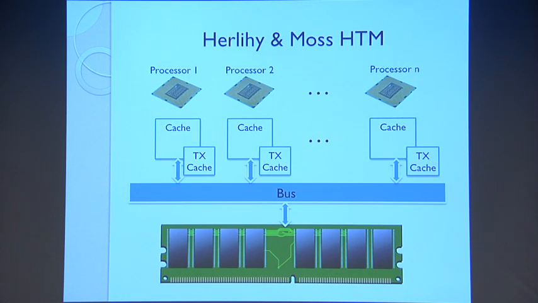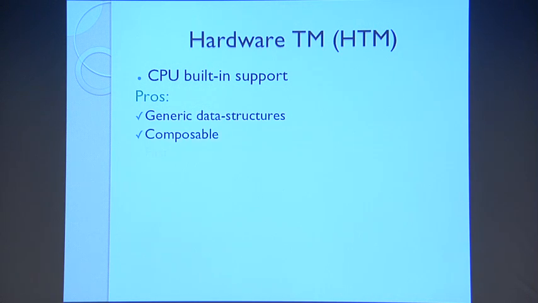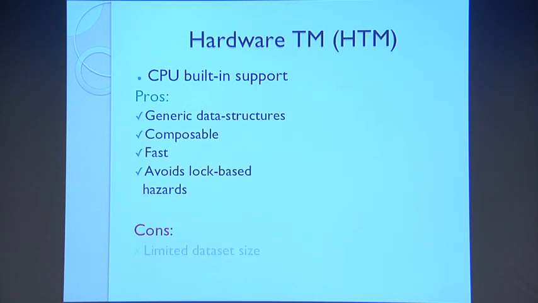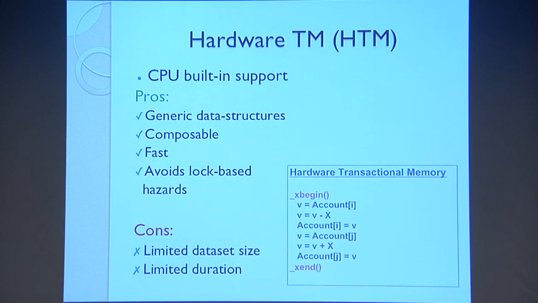And basically, what you get from this hardware transactional memory is, first of all, something in the CPU that supports transactions, and it's for almost any data structure that you want. It's composable, and I'll get into that later in this lecture. It's fast because it's in hardware. Most of the things that you do in hardware are very, very fast. And you don't get all those deadlocks that we used to have with locks.